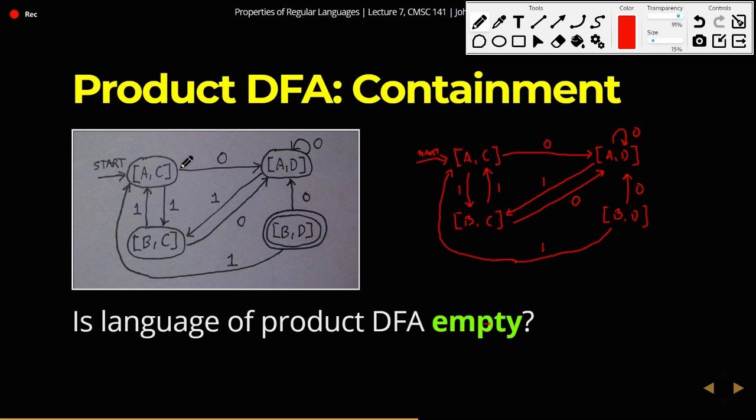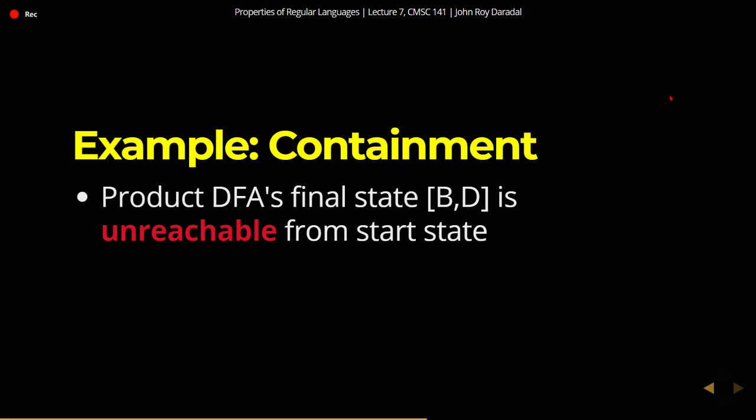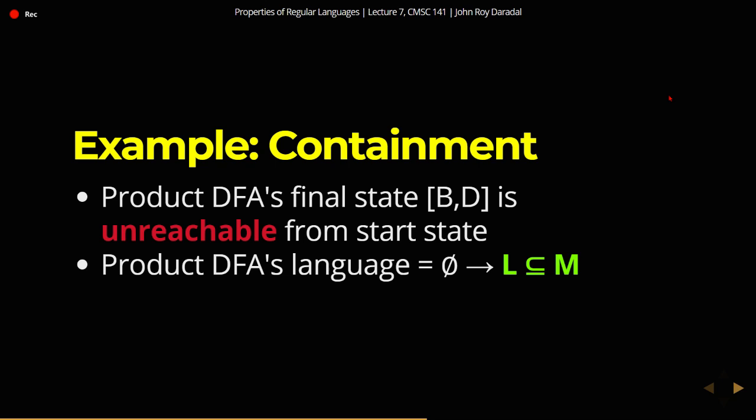To check, what are the reachable states from AC? From AC, we can reach AD, we can also reach BC, but we can actually not reach BD. BD is unreachable. So if we remove this one, then we cannot reach any final states. Because there are no final states that are reachable, this is actually empty. So the product DFA's final state is unreachable from the start state. So the language is empty.